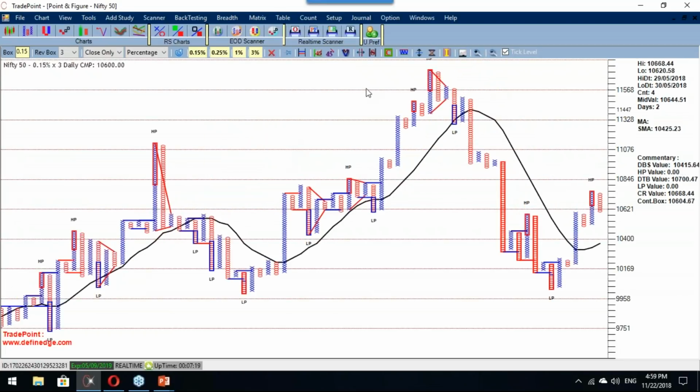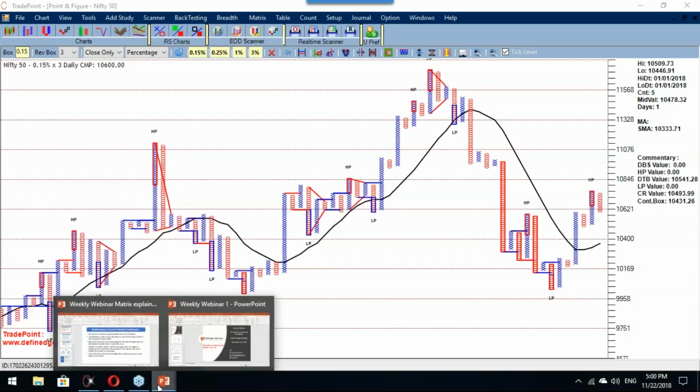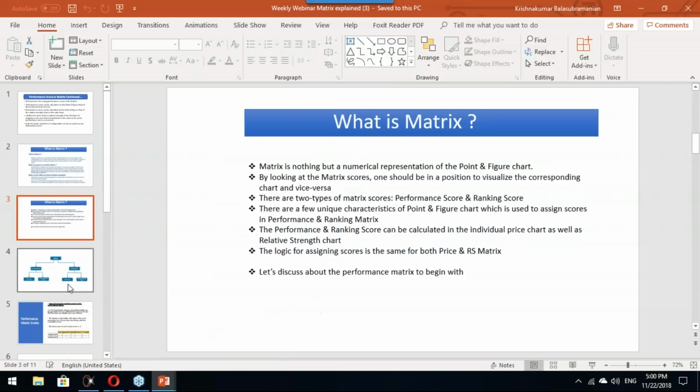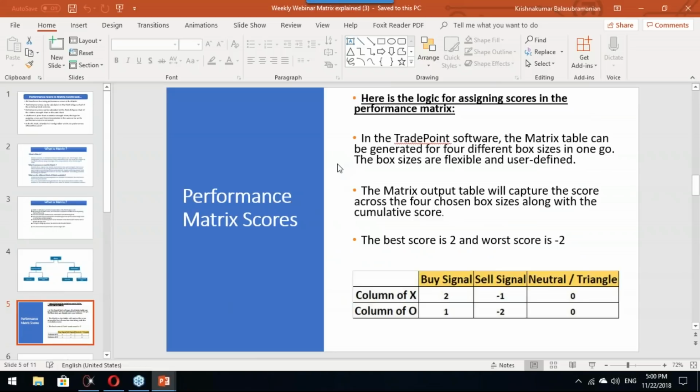The only difference being, we will be looking at the relative strength chart, and we will be looking at the pattern, and whether the last column is a column of X or O, and then decide what the score needs to be. Do you guys remember that? How the scores are assigned? We had the discussion, isn't it? Hope you remember it. The same logic. Just in case you don't recall it, you can have a quick look at this slide, and it will be a good refresher, I presume.